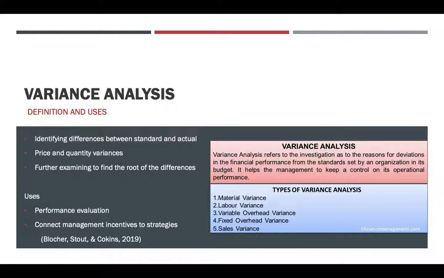Variance analysis is identifying the differences between the standards and the actuals to find the root of the change for managerial accounting purposes. Variances can occur in both price and quantity, each of which can result in either a favorable or an unfavorable variance. A favorable variance is generally one that increases the net income, and an unfavorable variance is one that ultimately decreases the net income. The uses of variance analysis include performance evaluation and helping management to form strategies to meet their incentives.